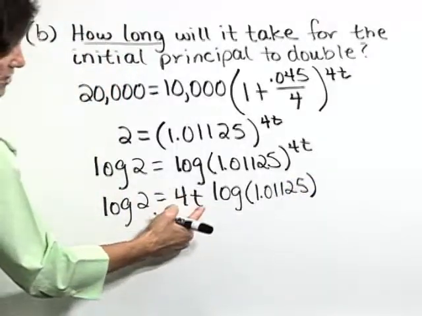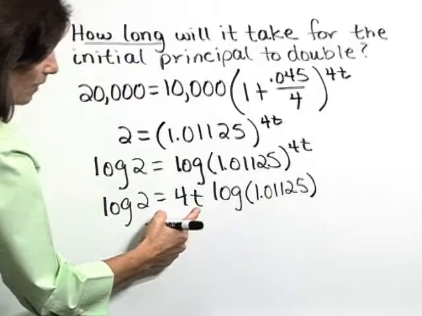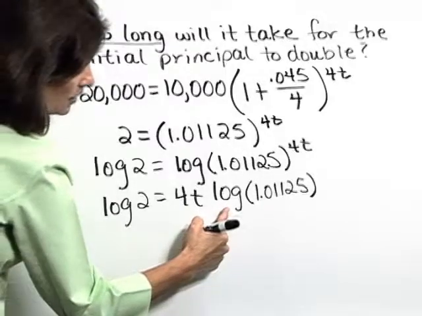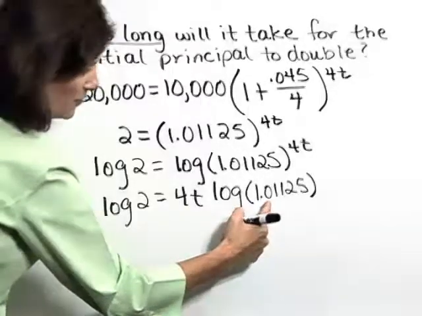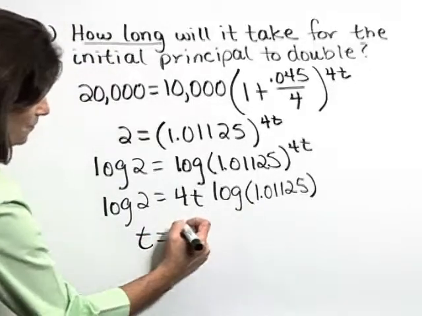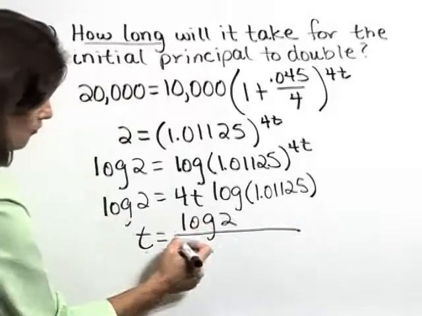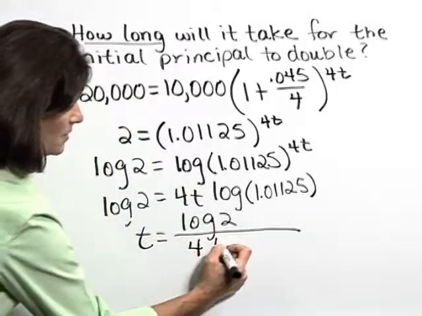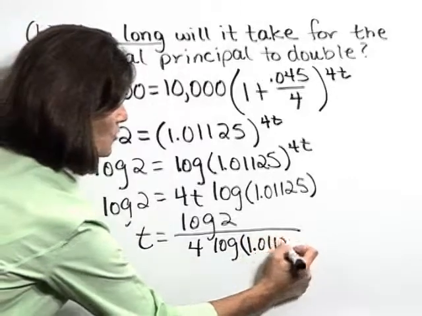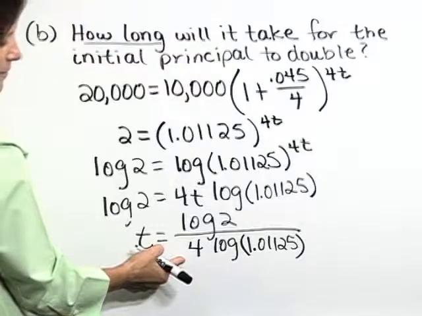Remember, we're solving for t. This is a string of multiplication. We can get t by itself by dividing both sides by 4 times the log of 1.01125. So t is equal to log of 2 over 4 times the log of 1.01125.